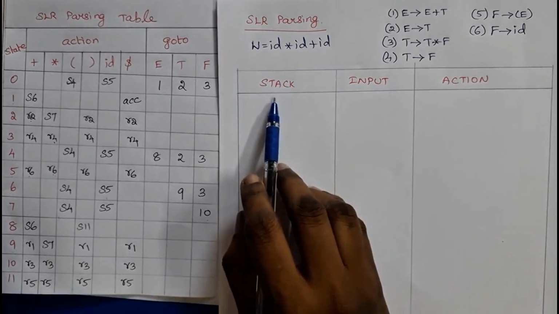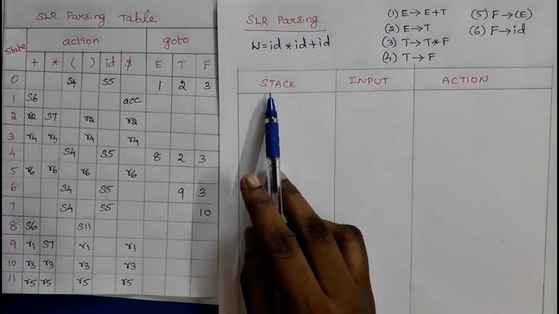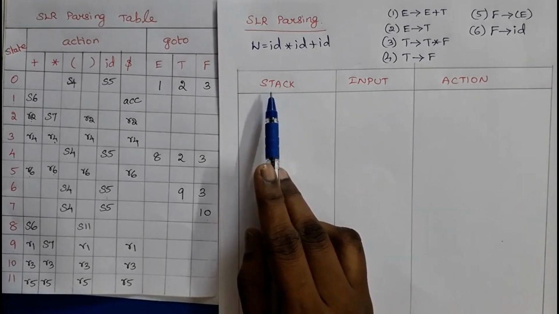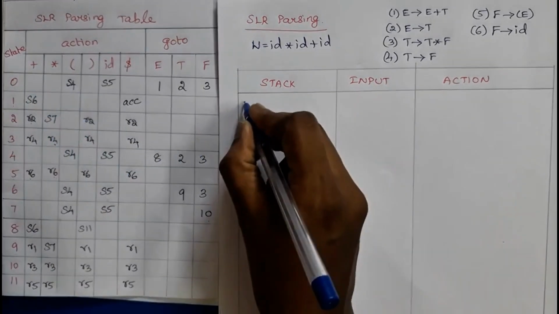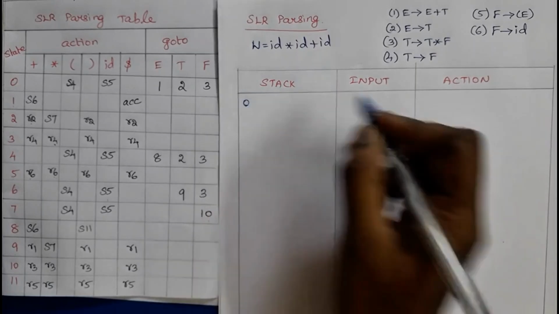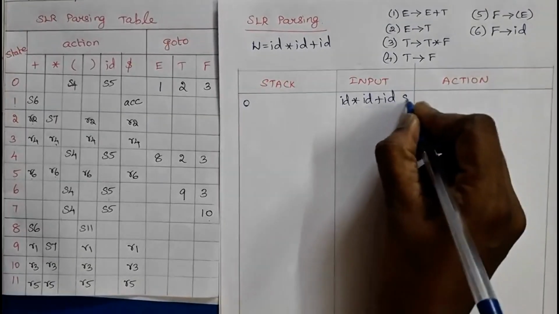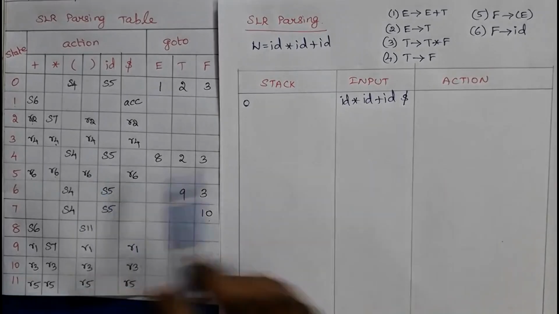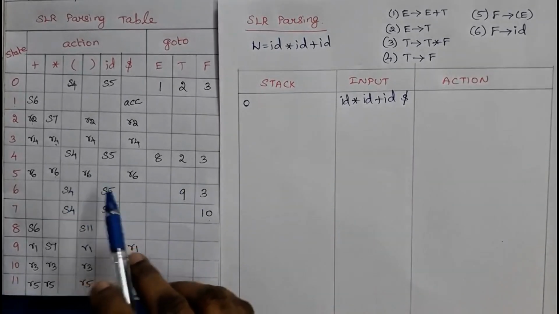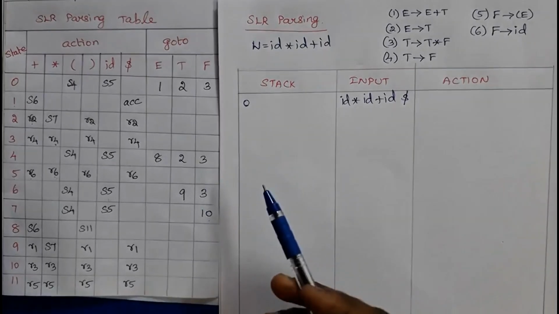So we need to use stack, input and action. The stack is a memory unit. Initially it has the initial state, 0, and in the input buffer we store the input string followed by the $. There are four types of actions that can occur here: shift, reduce, accept and error. We need to refer to the SLR parsing table, and this goto table is used for the reduce action, which we will discuss later.